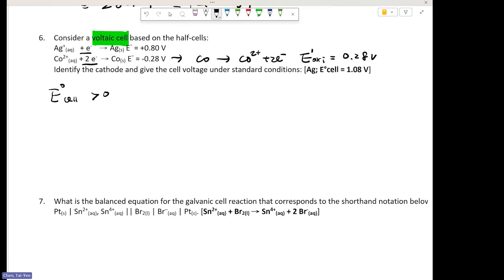Once you do that, to calculate your E cell, basically you add up this value and that value, right? So your E cell is going to equal 0.80 plus 0.28. That gives you 1.08 volts.